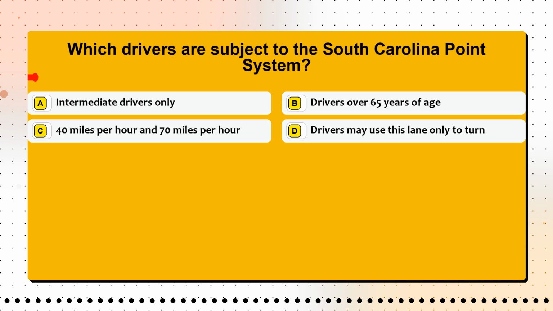Question 88. Which drivers are subject to the South Carolina point system? Here are the options. Option A, intermediate drivers only. Option B, drivers over 65 years of age. Option C, 40 miles per hour and 70 miles per hour. Option D, drivers may use this lane only to turn.